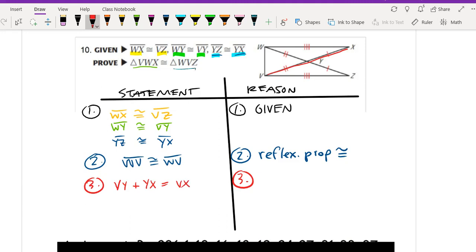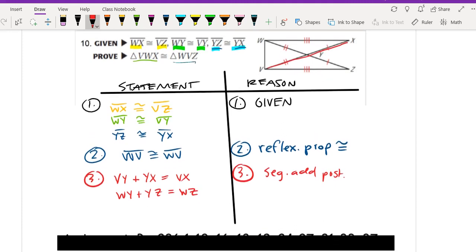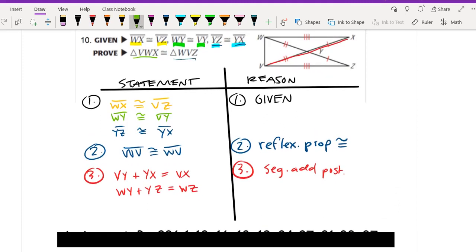And for the same reason, WY, the measure, plus YZ equals WZ. What would be the reason why those bigger segments are made up of the smaller ones? All right, not everybody at once. Don't all just yell at the screen. It's the segment addition postulate. Segment addition postulate says that the larger pieces are made up of 2 or more smaller ones. Okay?